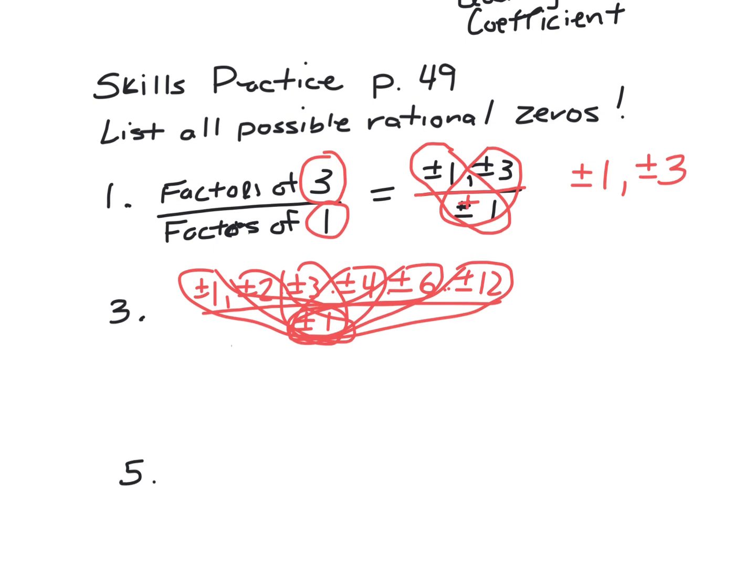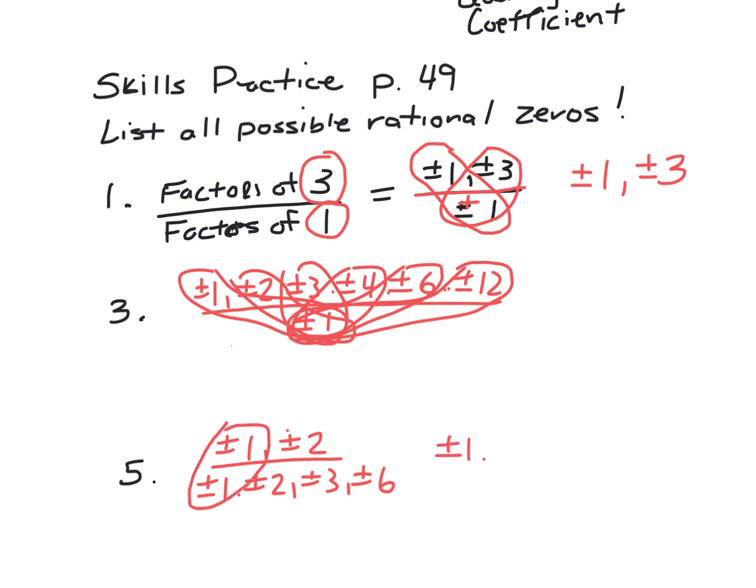Number 5, your constant is 2. So factors of 2 would be 1 and 2, because that is a prime number. Leading coefficient is 6, so it would be 1, 2, 3, and 6, including all the positives and negatives. So now your possibilities would be positive and negative 1. You'd have positive and negative 2. And then you'd have positive and negative 1/2.